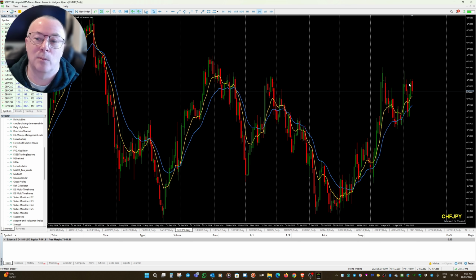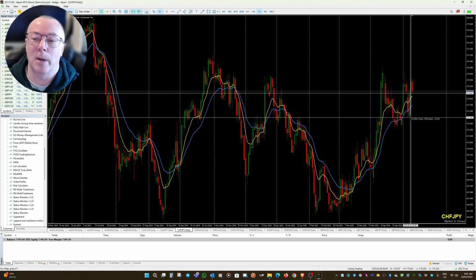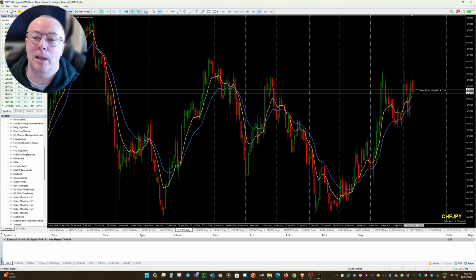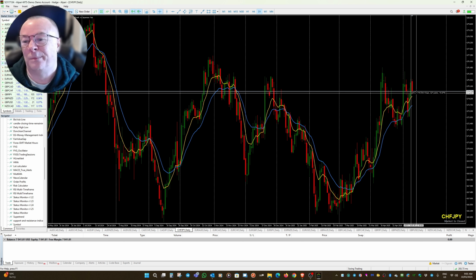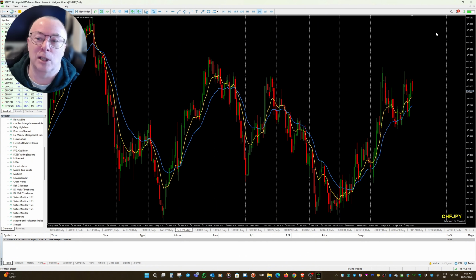Here is another possible setup. If you want to take this one, the entry point would have been here, at the close of this green candle, with a stop loss of about 170 pips. At the moment, we would be only around break even, so we've had one positive day and one negative day, but pullback. So we wouldn't be in debit at the moment, but it will be around the break even mark, hoping that this would continue to carry forward, go up further.